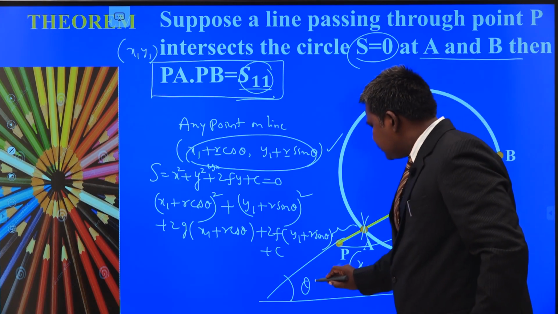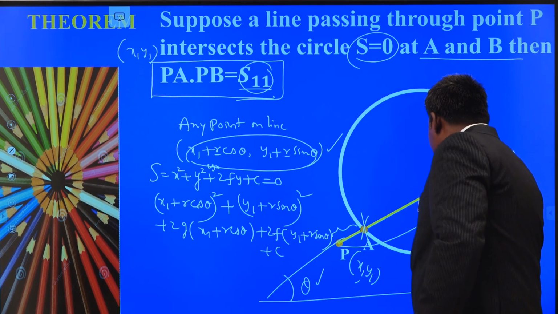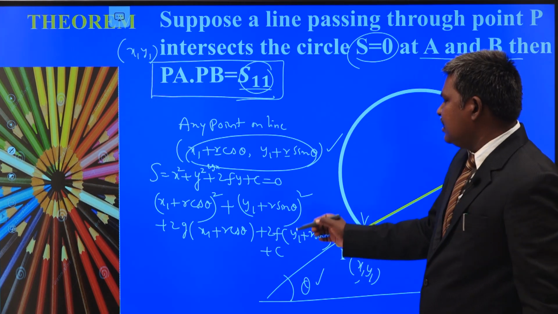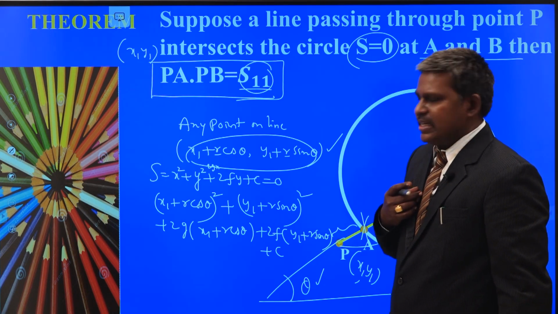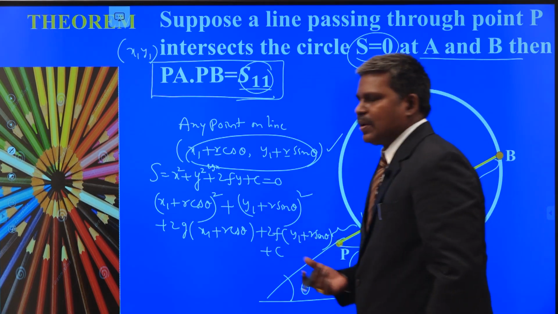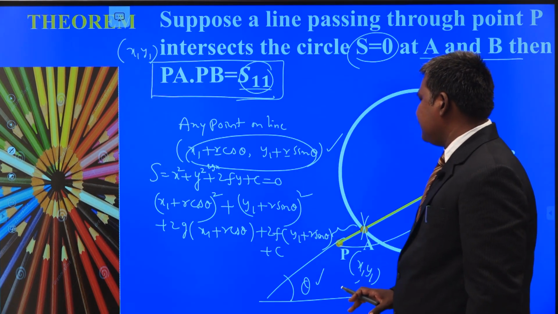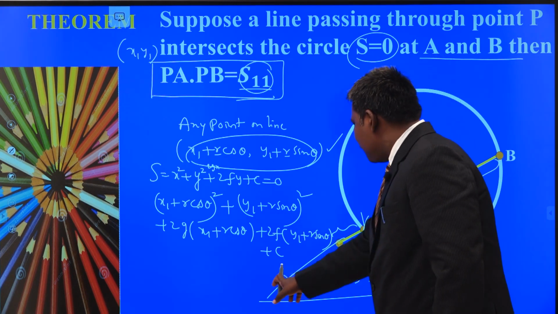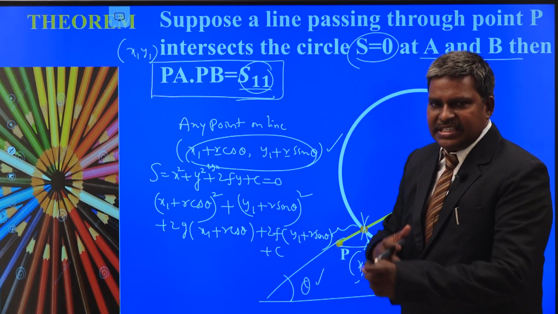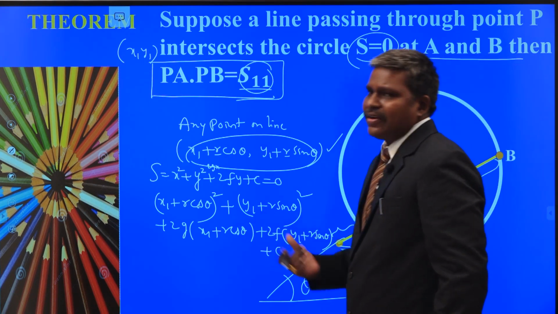Theta is fixed because the line is fixed. The angle made with the positive direction of the x-axis is fixed, that is the inclination. x1, y1 is the given point, so there is no change. What is the change here? The change is r, because the variable point is moving on this line. The distances will be varying. That is why r is the variable here.